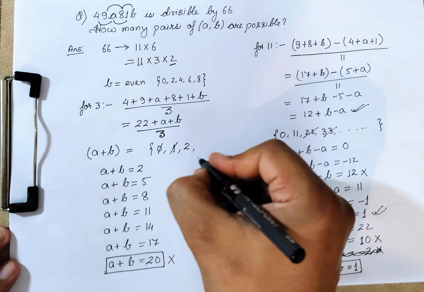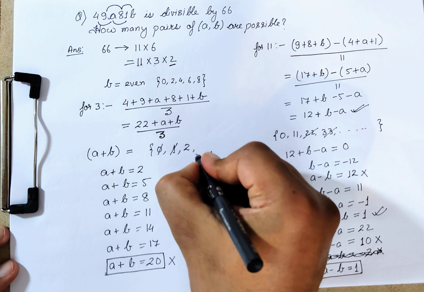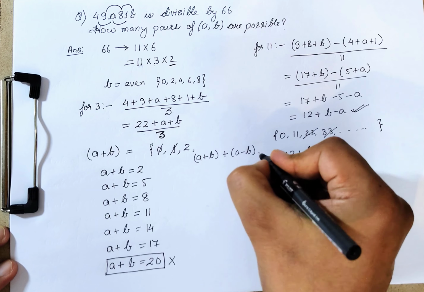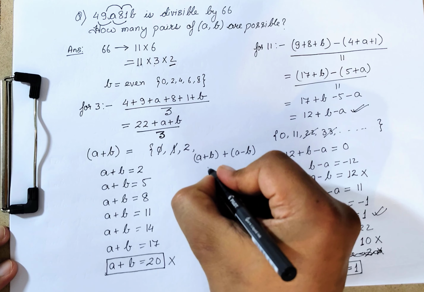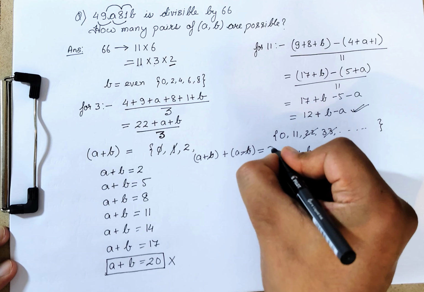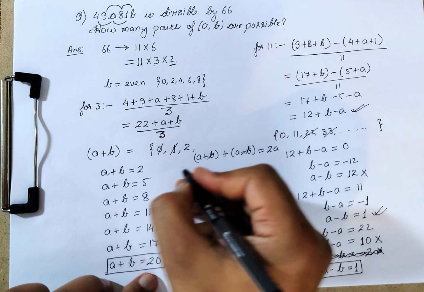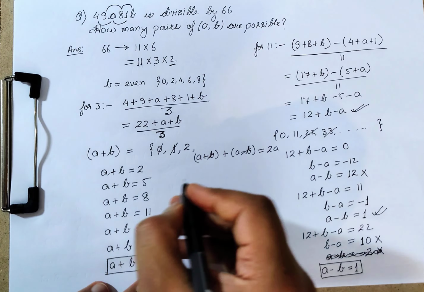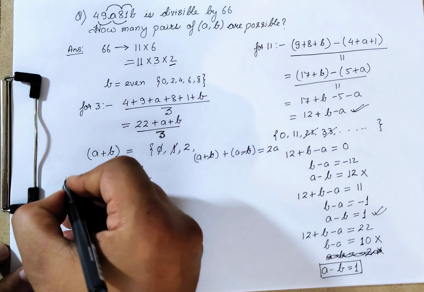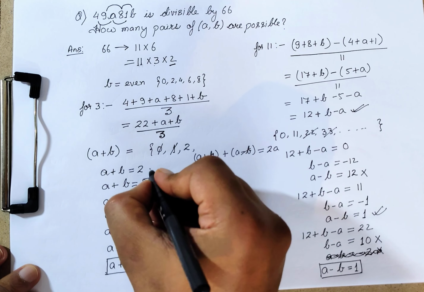Now if we do a plus b plus a minus b, the b and b will cancel out. It will be 2a, right? So we can say that the value of a plus b equals to 2. We add a minus b to this value. So we can do the value of a minus b is 1.